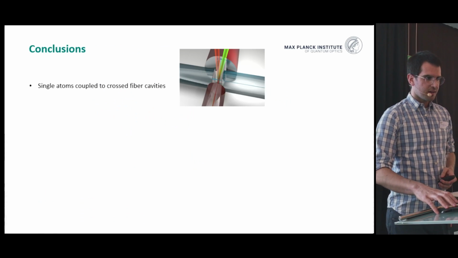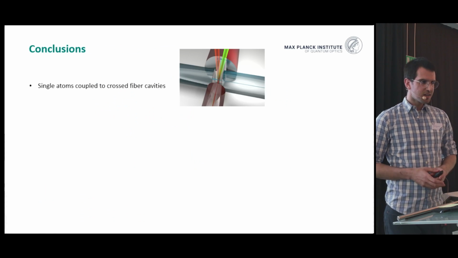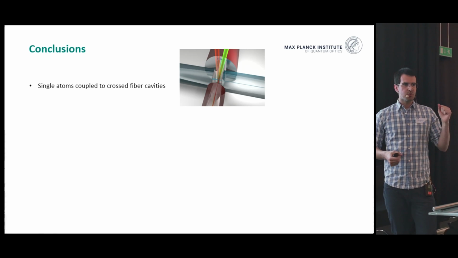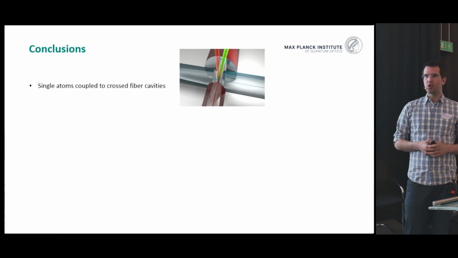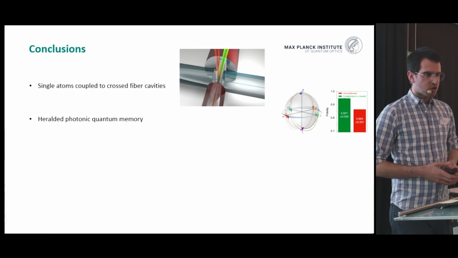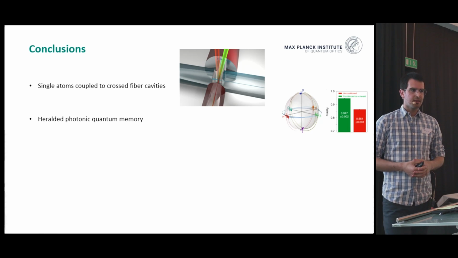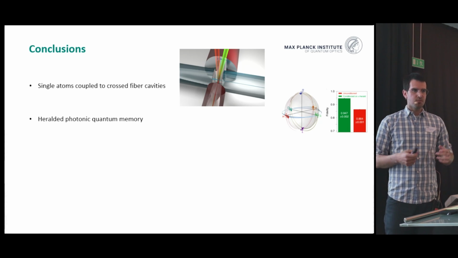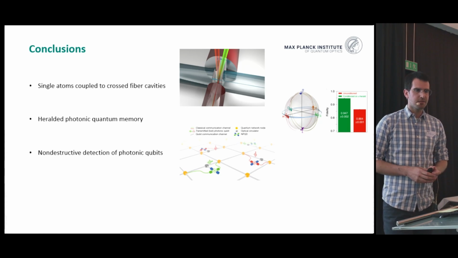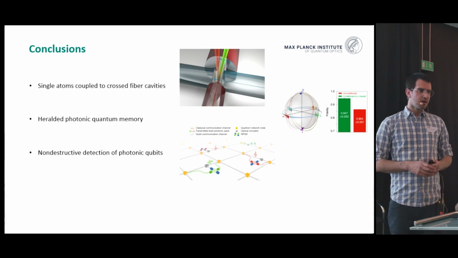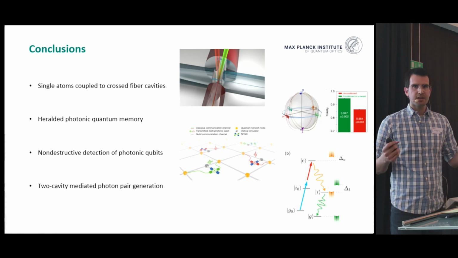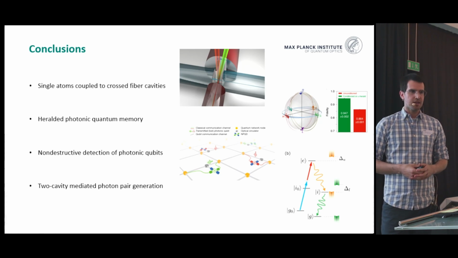So with this, I come to the conclusions. I show that we have an experimental setup where we trap single atoms at the center of two crossed fiber cavities. I mentioned that we implemented heralded photonic quantum memory for polarization qubits. We also implemented a non-destructive detector for polarization qubits, and we generated photon pairs mediated by the two cavities.